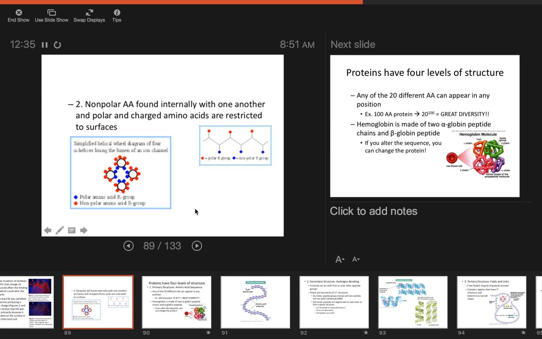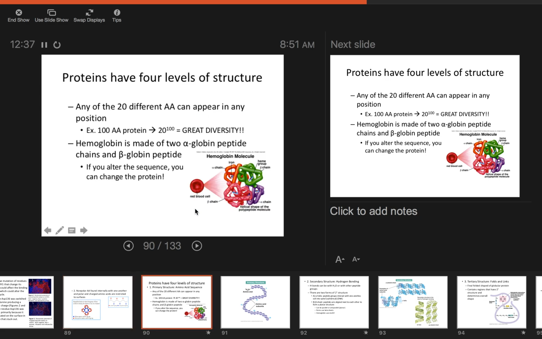Okay, moving on to the 4 levels of proteins. So proteins can be organized into 4 levels. Remember, with our 20 different amino acids, they can appear in any position. So if I have a 100 amino acid protein, that means these amino acids can appear in any order and they can double up. So I can take 20 to the 100th power and get a very, very large number and basically come up with a lot of different proteins.